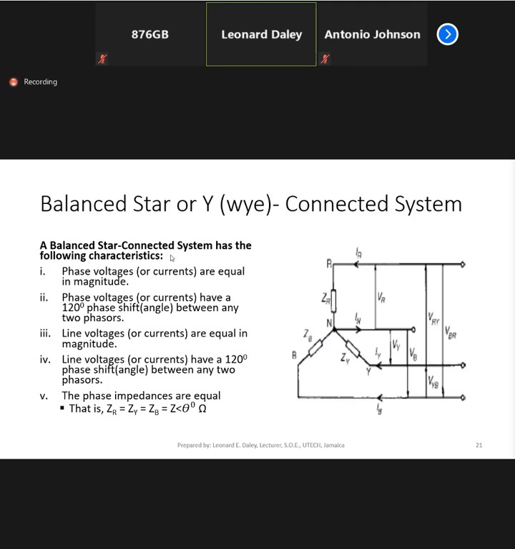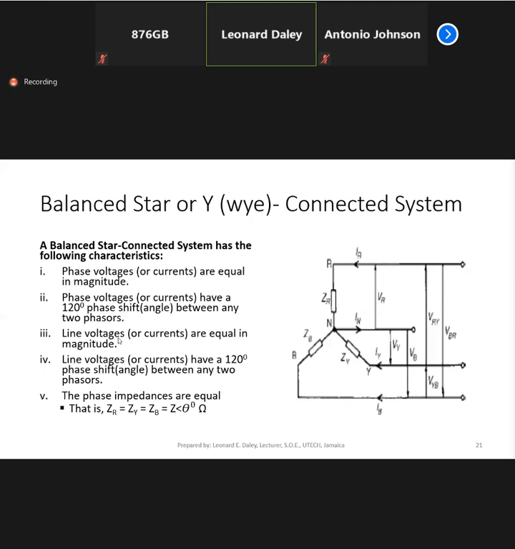Somebody asked about a balanced system now. So these are the characteristics of a balanced system. The phase voltages or currents are equal in magnitude. All right, so we saw where all of the phase voltages had value V, right? The phase voltages also have a phase shift of 120 degrees between any two of them, right?